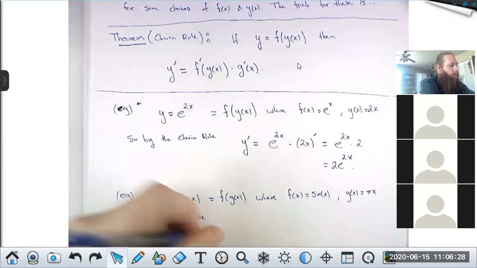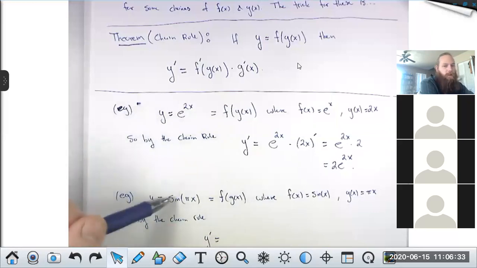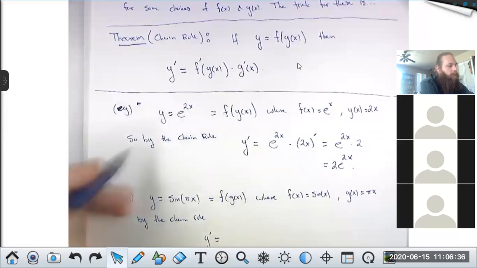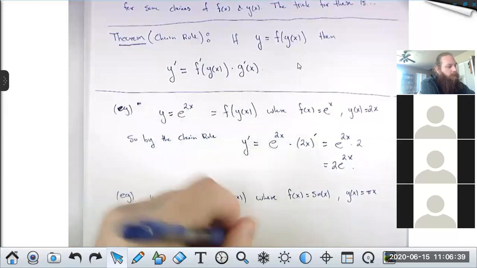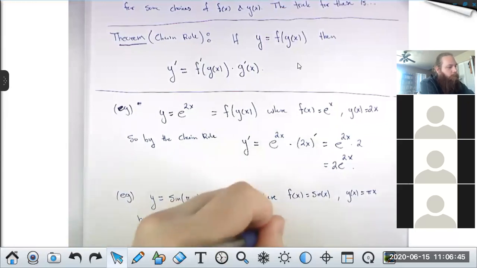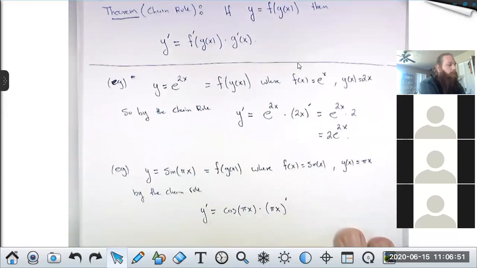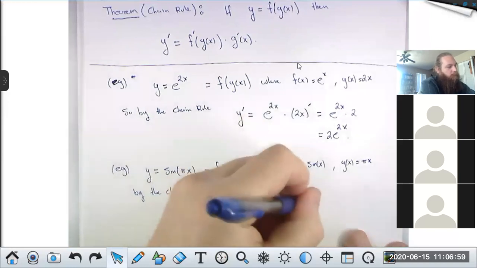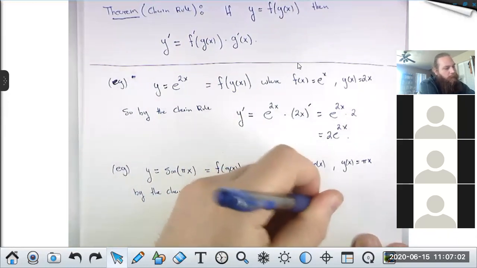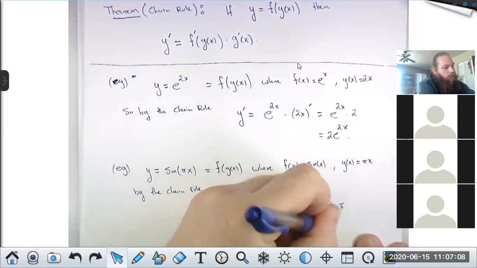y prime would be the derivative of the outside, differentiate the sine function, leaving the inside alone. So if I differentiate the sine function and I leave the inside alone, the derivative of sine is cosine. I leave the inside alone. But then I need to multiply by the derivative of the inside. So here I've differentiated the outer function, the sine function, leaving the inside alone. And then I multiply by the derivative of the inside. The derivative of pi x is just pi. This is cos pi x times pi, or pi cos pi x.